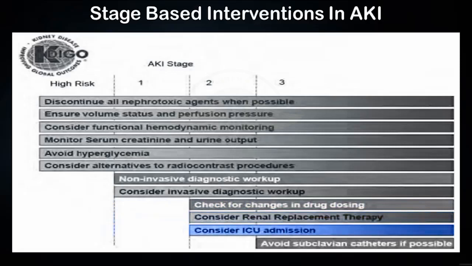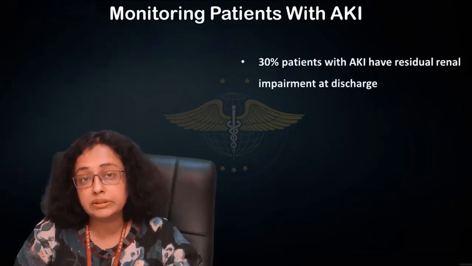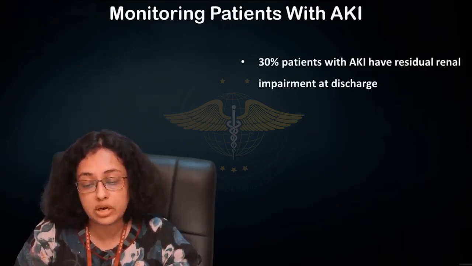ICU admission is recommended, especially in critically ill patients who develop AKI, and subclavian catheters should be avoided in these patients for giving dialysis as far as possible. And finally, monitoring patients with AKI, we should remember that 30% of patients who survive after an AKI will have residual renal impairment at discharge. So they are at high risk of developing chronic kidney disease.